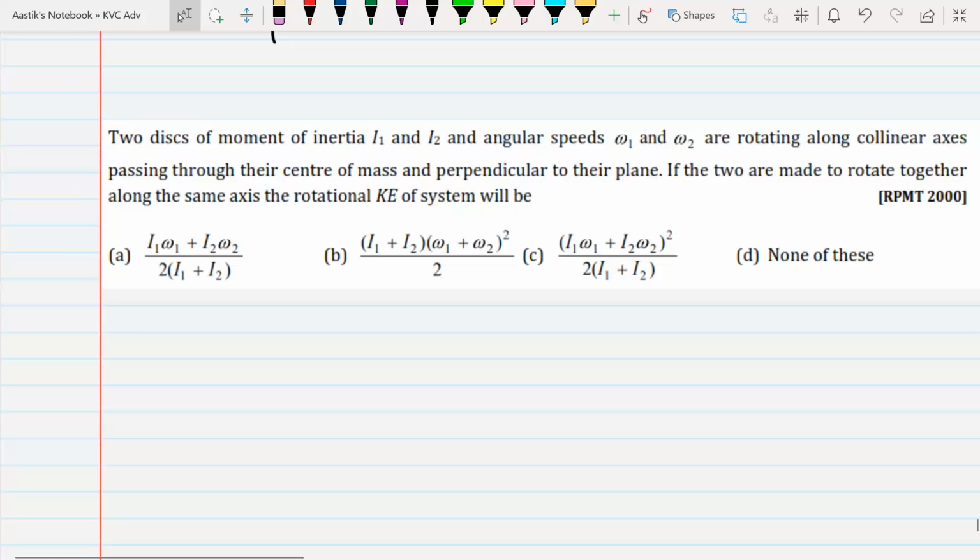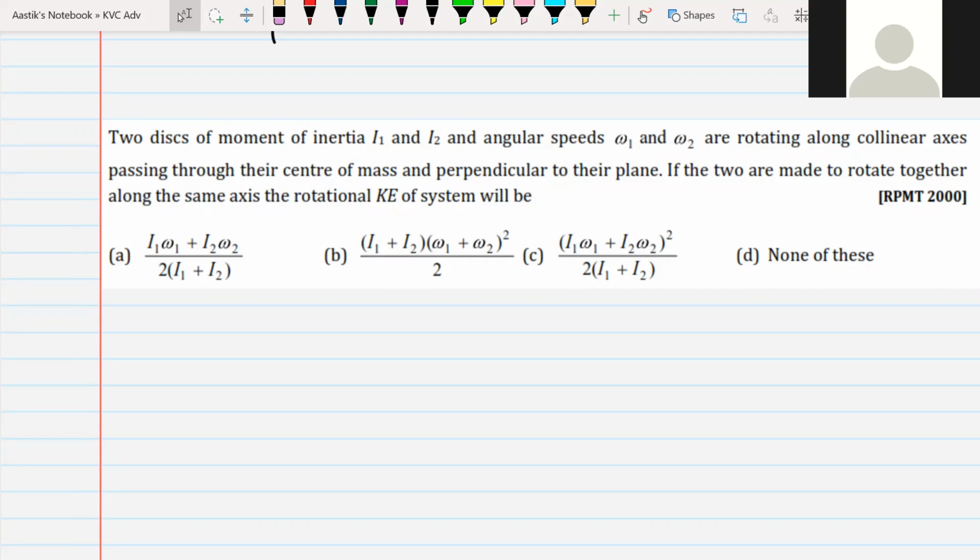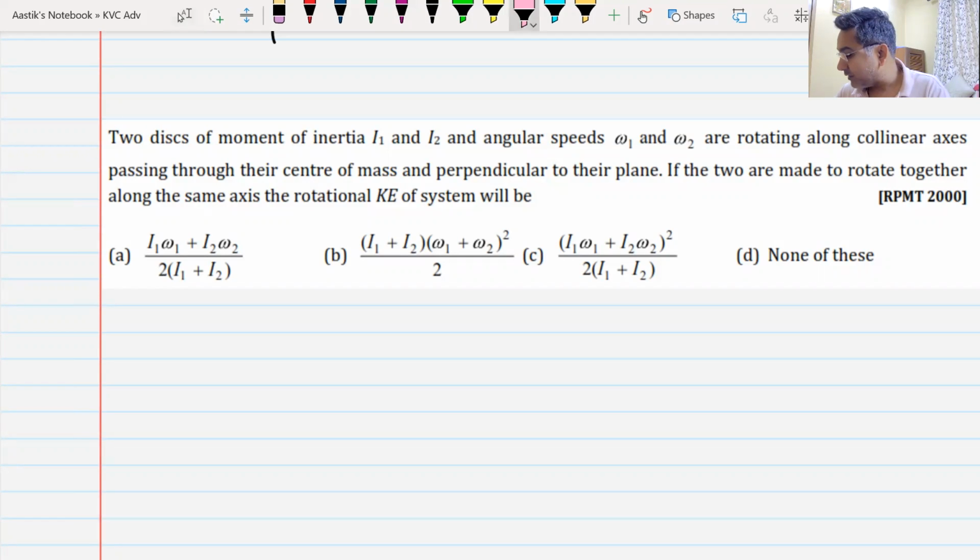Sir, it is option C, sir. It is option C. So quickly you have got the answer. Option C is correct. How did you get the answer? So first I have found omega, sir. Okay, how do you find out omega? Since it is given as collinear axis, remember the axis is the same, that means both are rotating in the same sense. Do we understand this?